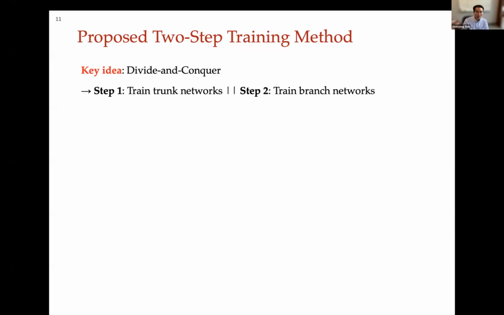So here is our strategy. Motivated by the divide and conquer paradigm, we divide the entire optimization into 2 steps. One is that we focus on training the trunk network only. And the second step, using the result we get from the first one, we learn the branch network accordingly. The motivation for proposing this two-step training method is as follows.